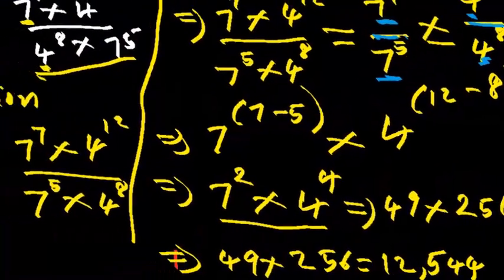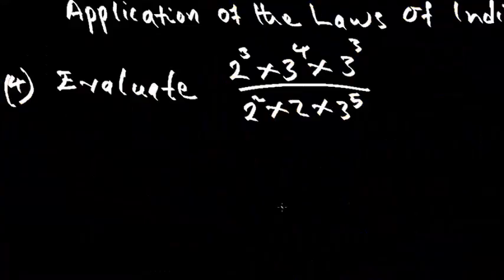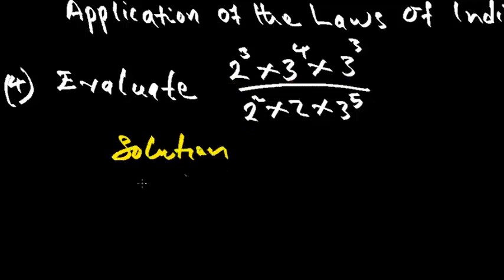So we proceed to example number 4. Example 4: evaluate 2 exponent 3 times 3 exponent 4 times 3 exponent 3, all over 2 exponent 2 times 2 times 3 exponent 5. So this one, you see that we don't need to rearrange it, because already we have 2, then down 2, then here we have 3, then down we have 2 next, and then 3. So it has already been arranged, right?